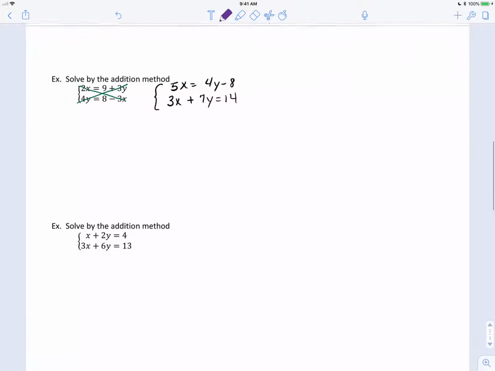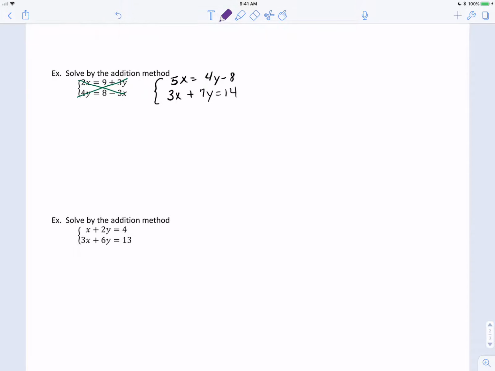Okay, I realized I gave you one here that had some horrible fractions in it, so I changed it to make it a little bit easier because I wouldn't give you one like that on a test. So, all right, we have 5x is equal to 4y minus 8, and 3x plus 7y is equal to 14. Well, first off, this equation needs to be in standard form, right? Remember, we talked about it has to be in ax plus by is equal to c format.